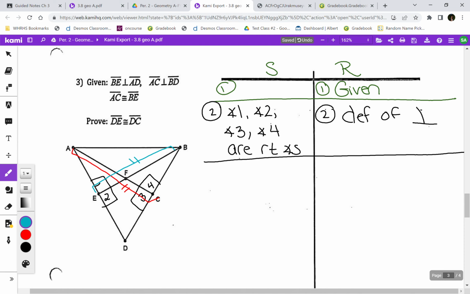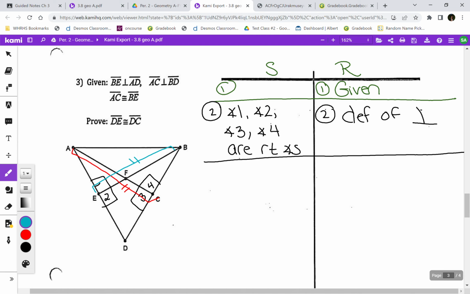All right, we need to prove that DE is congruent to DC. I will tell you, ADC and BDE, those triangles, those upside down overlapping ones will not work. It would end up being angle, side, which we can't use yet.